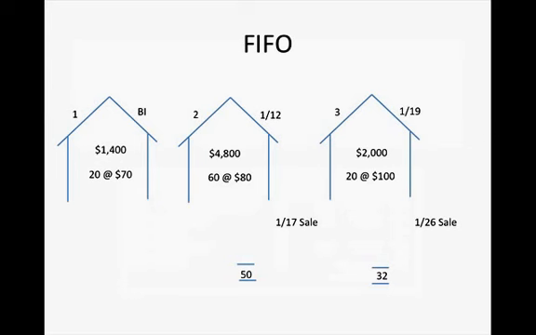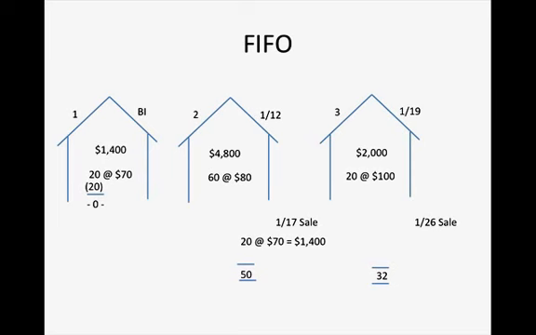The January 17th sale is after the January 12th purchase, and the January 26th sale is after the January 19th purchase. We also write in the total units sold for each sale. Our mission is to determine the cost of goods sold for each of these sales. FIFO stands for first in, first out, so we would sell the 20 units in beginning inventory in the first sale on January 17th.